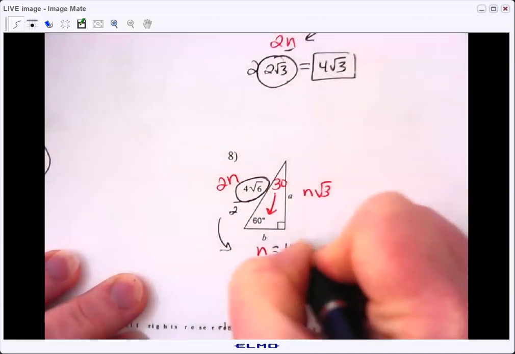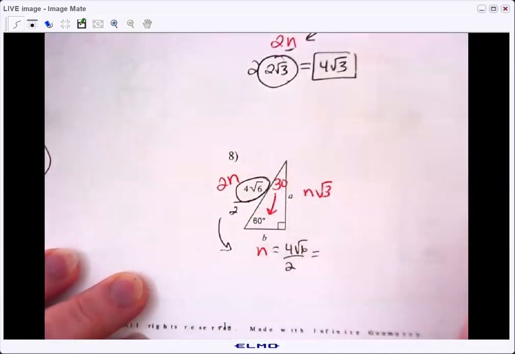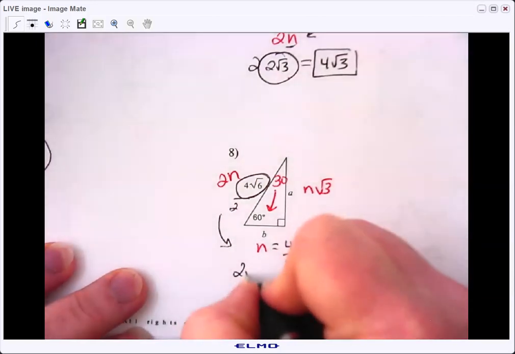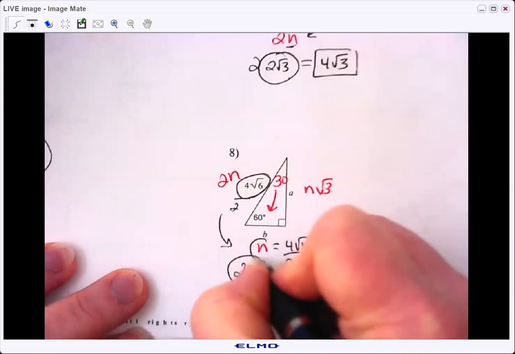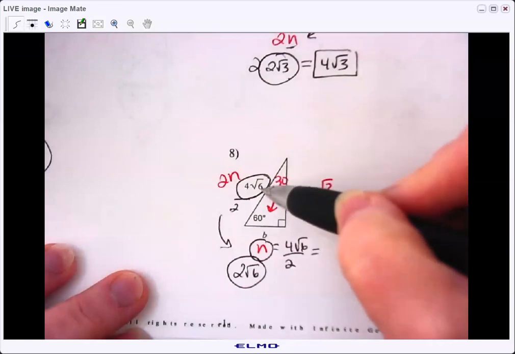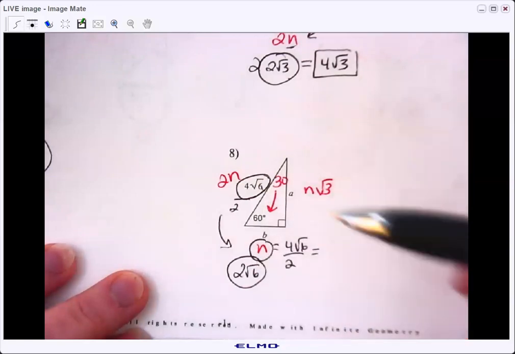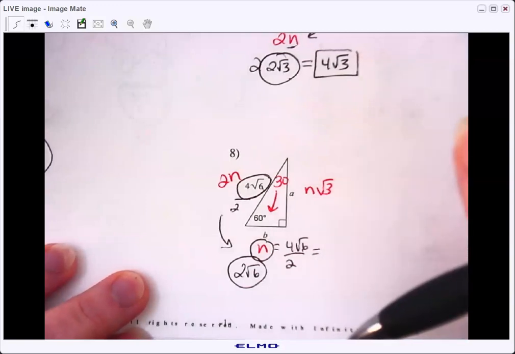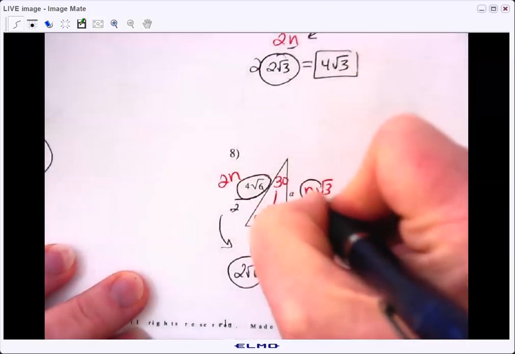So this is going to be 4 root 6 divided by 2. What is 4 root 6 divided by 2? 2 root 6. So 2 root 6 is my n. See? If you get stuck on a problem like this, make up a nice number like I did. If this were 20, what would I do to find my n? You're like, I would divide by 2, and it would be 10. So that's how I know what I need to do. Okay, so that's a 2 root 6. So what goes right here in place of that n?